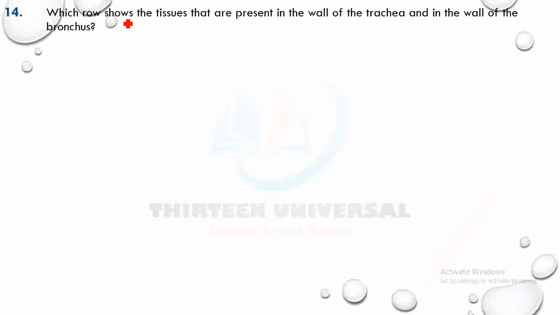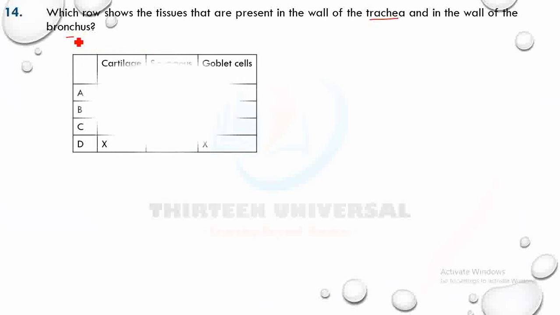Which row shows the tissues that are present in the wall of the trachea, and in the wall of the bronchus? So what is the answer?